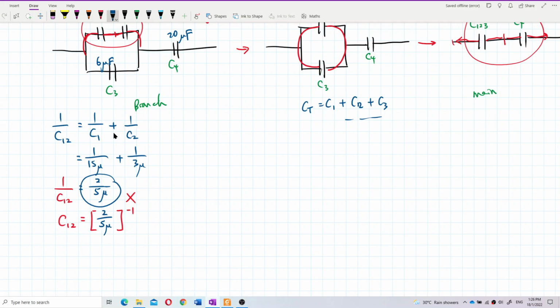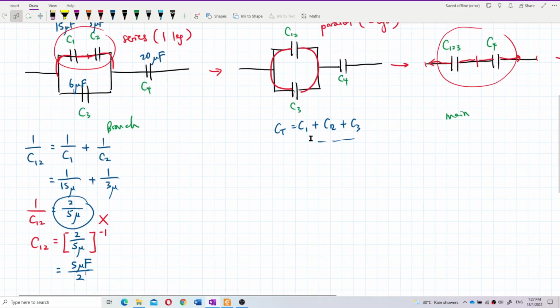That's not the answer. Don't give this as the final answer. It's wrong. You need to invert it because over here it is still 1 over C. So invert it, and you should get 5 microfarad over 2. That's correct.